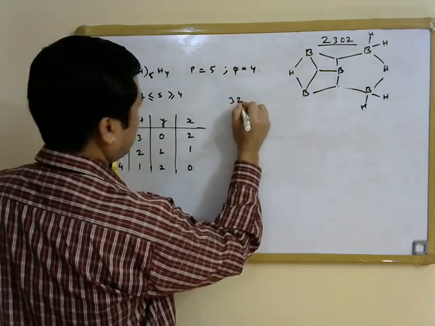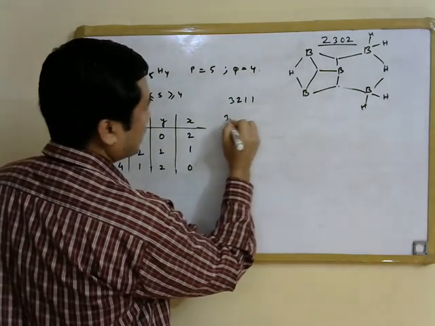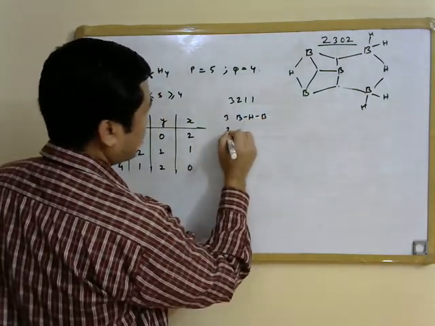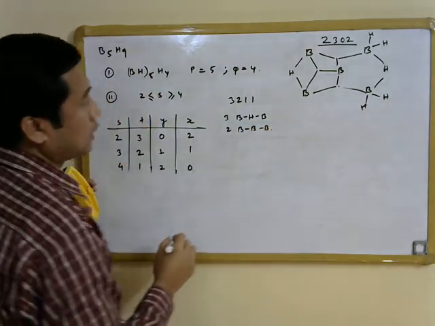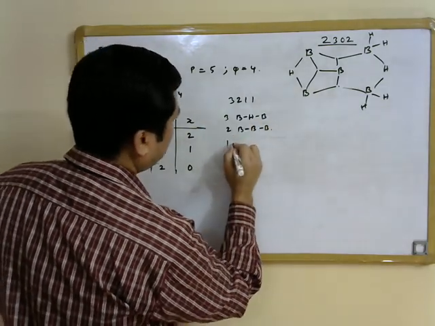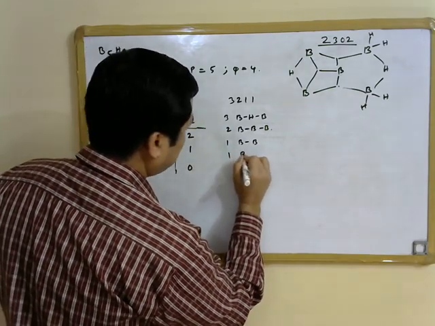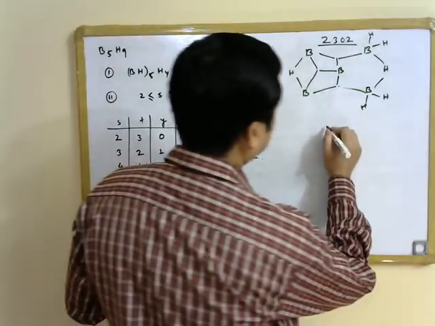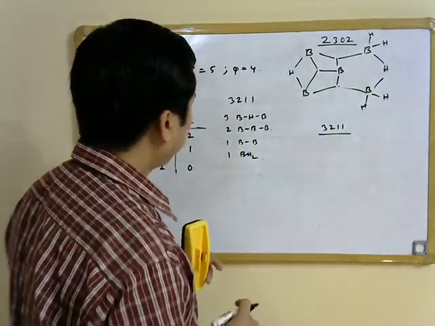And then let us also try to draw the structure for 3211. This Styx code has 3 BHB linkages, 2 BBB linkages, 1 BB linkage and 1 BH2 group. So let us try to draw this structure as well, 3, 2, 1, 1, this Styx code.